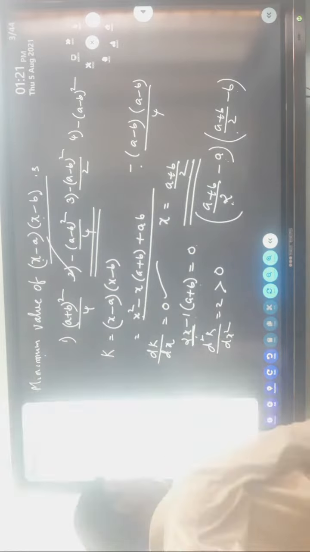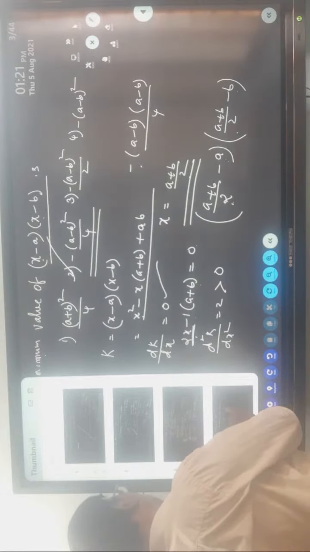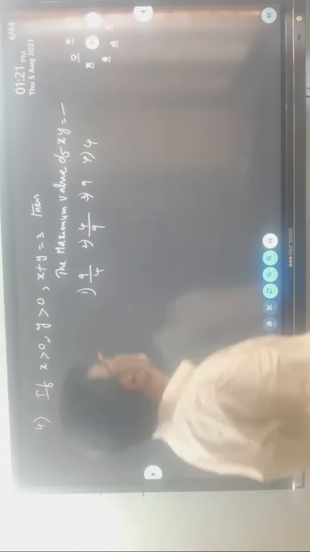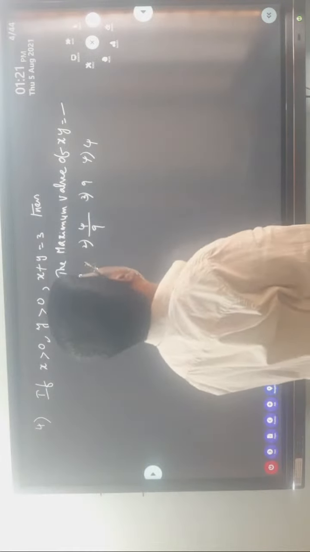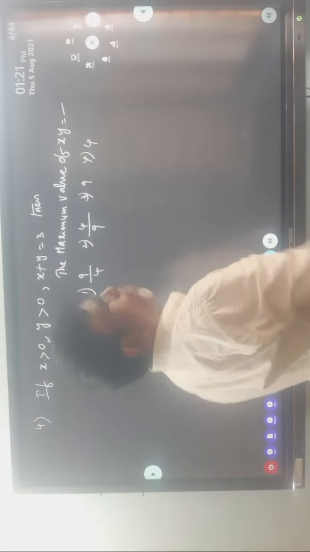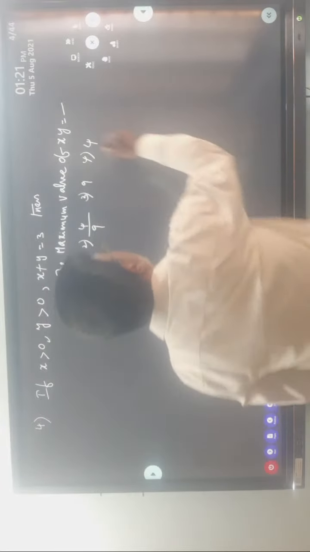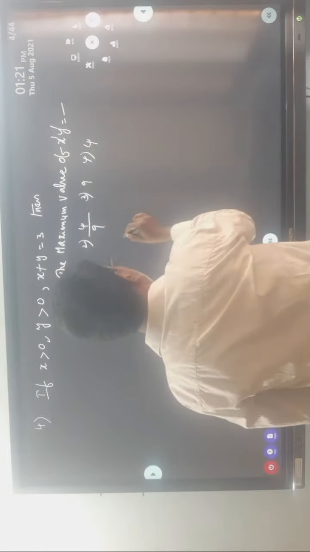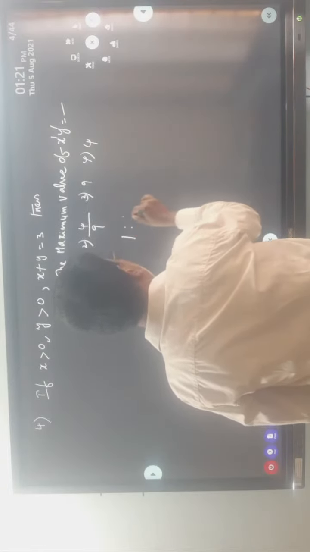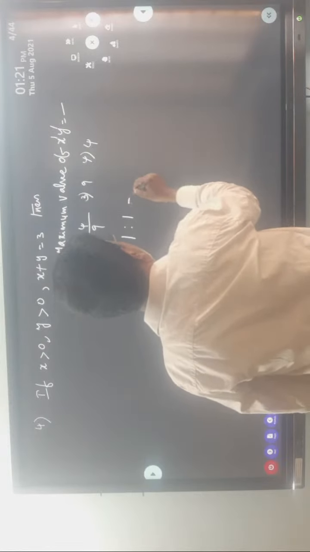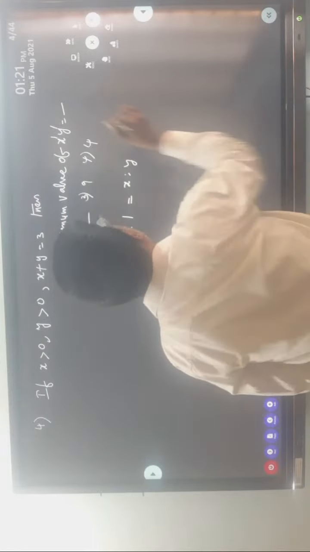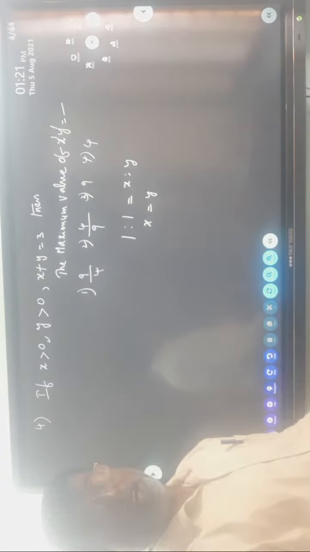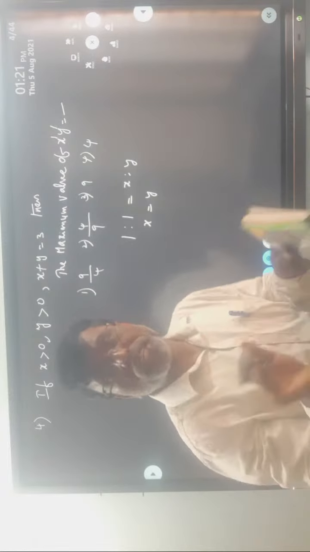Now let me explain another question. This is the question: x greater than 0, y greater than 0, x plus y equal to 3, then the maximum value of xy. So I told you the shortcut formula. What are the powers of x and y? x power 1, y power 1, that is, x comma y are in the ratio corresponding to them. So x is nothing but y here, that is one step we are getting. If you consider the shortcut formulas, we can solve easily.